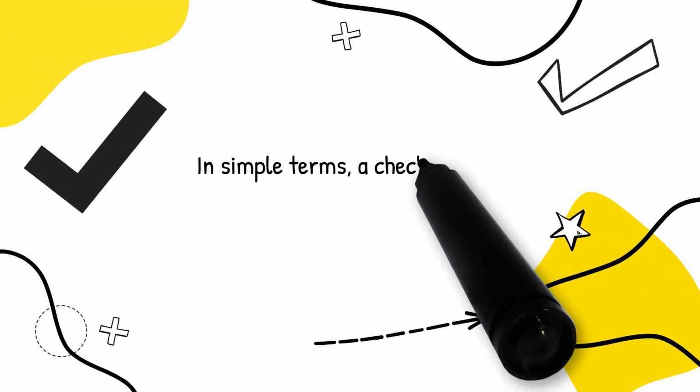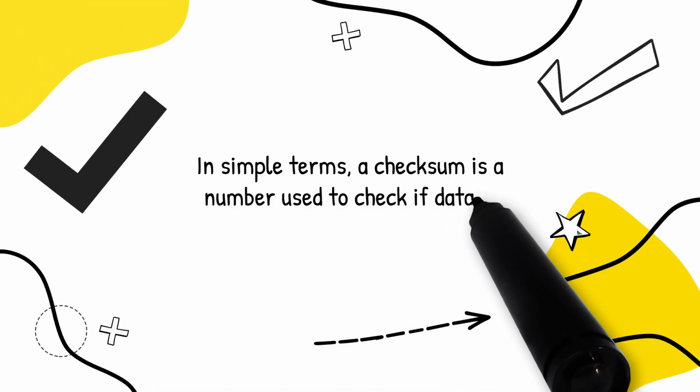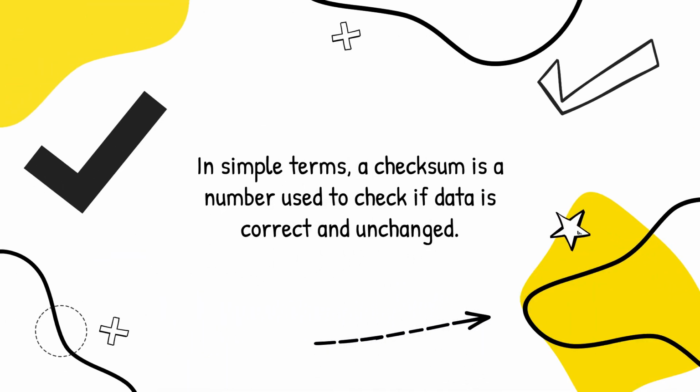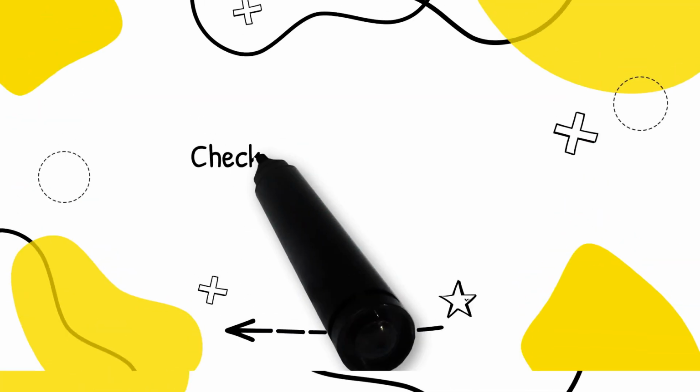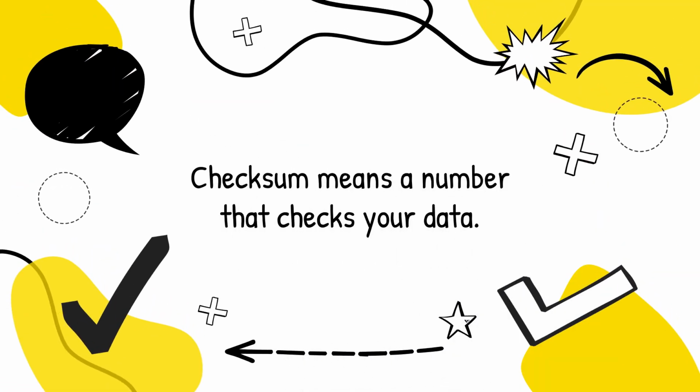In simple terms, a checksum is a number used to check if data is correct and unchanged. Easy way to remember: checksum means a number that checks your data.